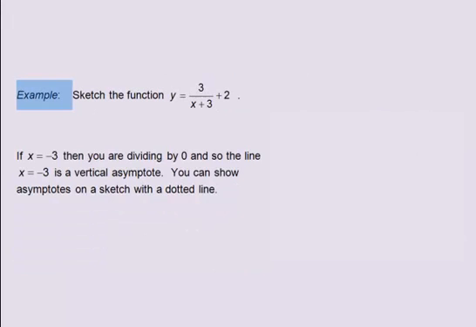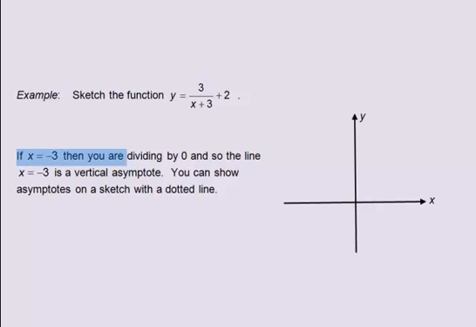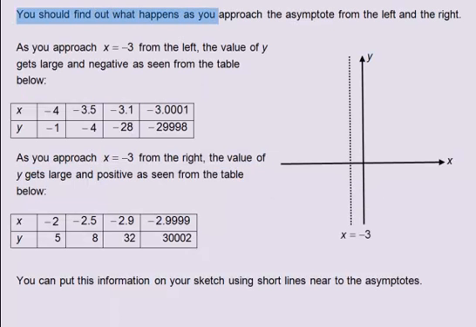Example. Sketch the function y equals 3 divided by x plus 3, plus 2. First start by sketching your axes. If x equals minus 3, then you are dividing by 0, and so the line x equals minus 3 is a vertical asymptote. You can show asymptotes on a sketch with a dotted line, like this. You should find out what happens as you approach the asymptote from the left and the right.